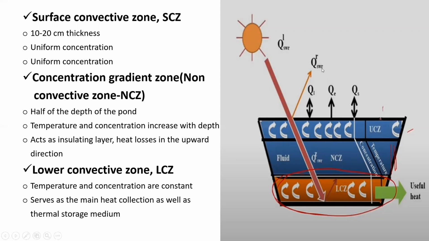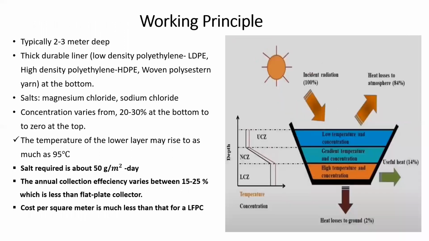So the main part of these three layers is the non-convective zone, where there is no convection, and it is about half of the depth of the pond. There is a change in temperature and concentration when we go downwards in this zone. It acts as an insulating layer. Then we consider the working principle by considering these three types of zones.